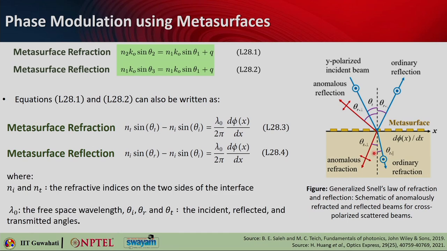So here you can see the generalized Snell's law of refraction. So this is one medium, this is another medium, and there is a metasurface that you can see here at the boundary. Okay, so depending on how you are designing Q, you can make it work like an ordinary surface, where you will have ordinary reflection and ordinary refraction, or you can choose the amplitude and phase of Q in such a way that it can give you anomalous reflection, the red line, or anomalous refraction, this is the red line again. Okay, so it depends on the design of the metasurface whether you get an ordinary reflection characteristic or something extraordinary. Anomalous means which is not the normal one, something opposite to the normal one.